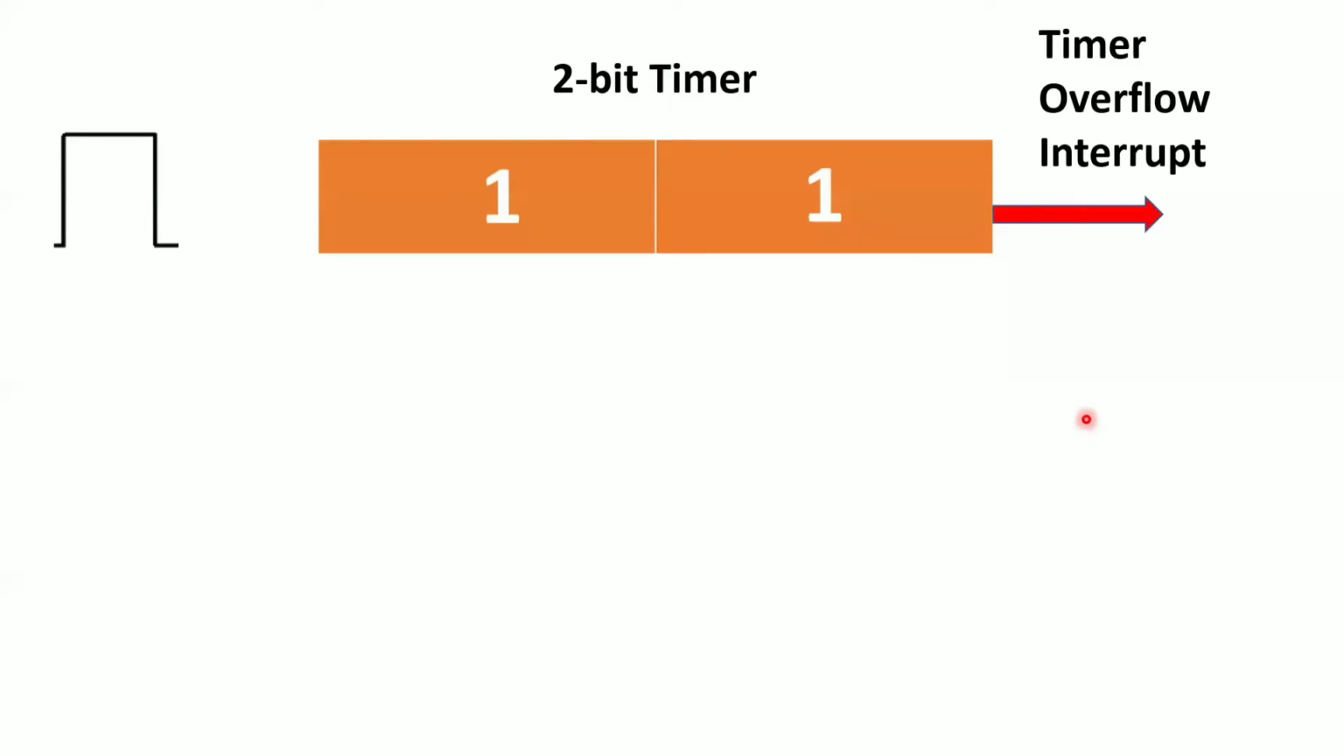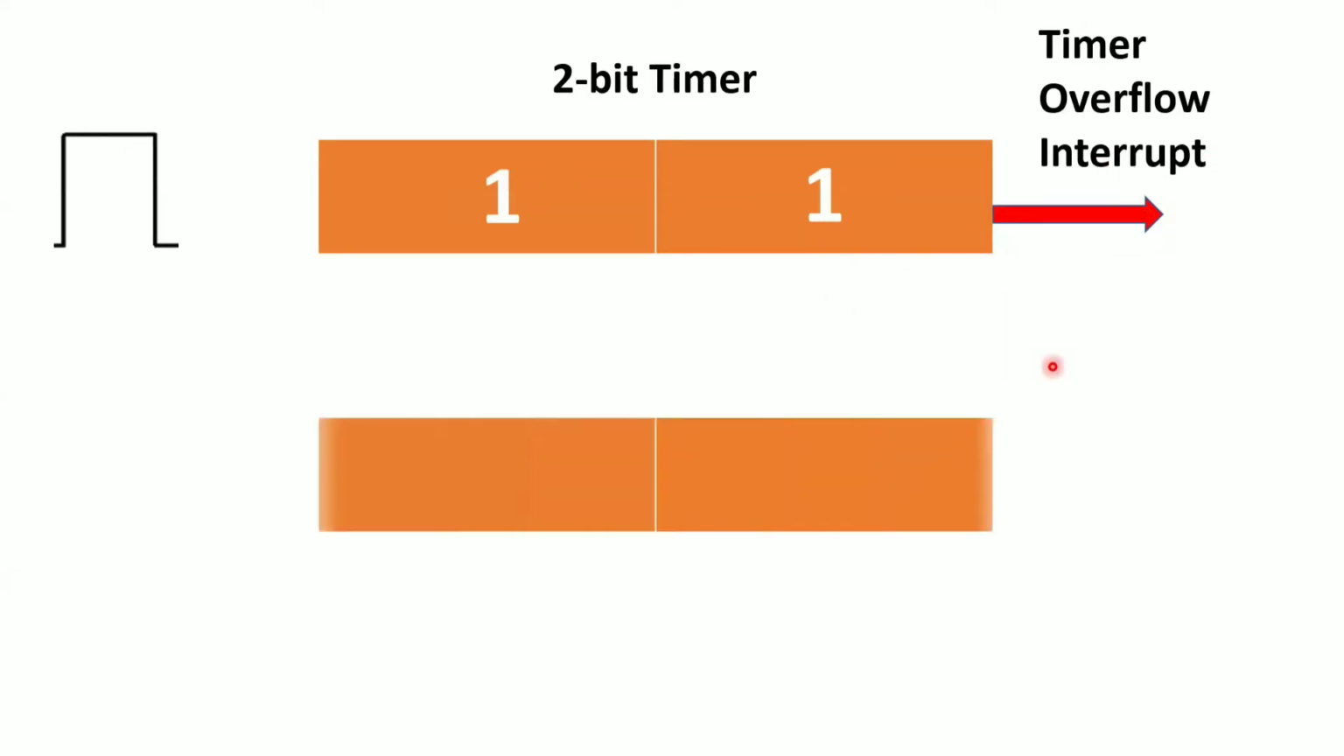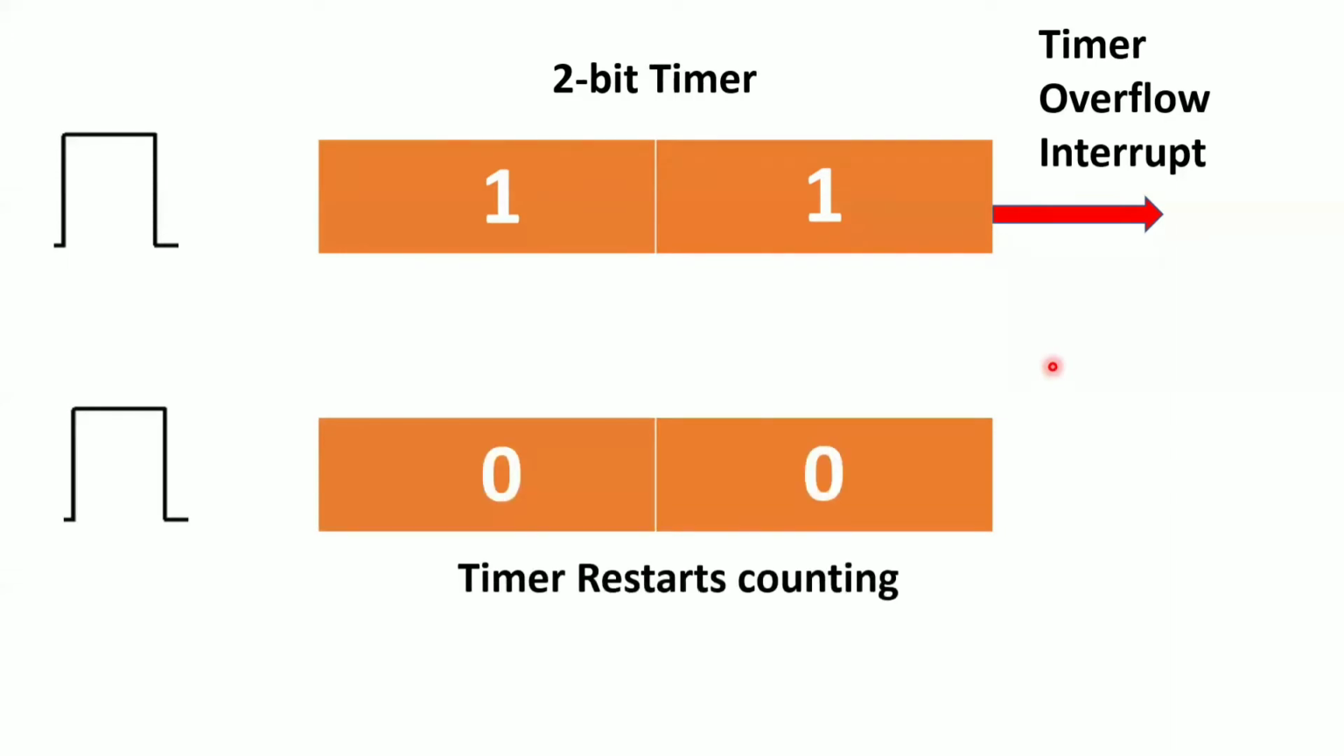That means that timer 0 can generate the timer 0 overflow interrupt, and timer 1 can generate the timer 1 overflow interrupt, right? So if you give another clock pulse at the maximum count of your 2-bit timer, what will happen? It will generate the overflow interrupt and start again from 00 onwards. I'm sure you know this. So the timer restarts its counting. Whenever the timer overflows, it will generate the interrupt. So this is what we want to know about this point.